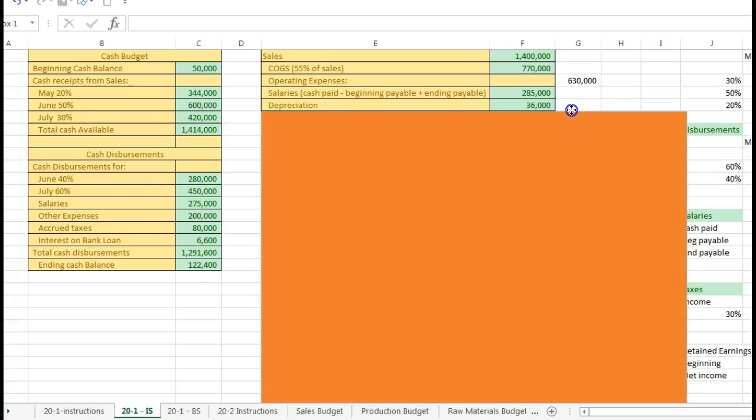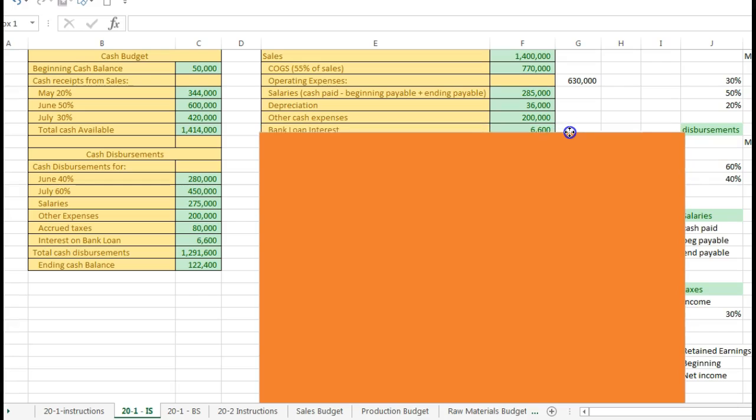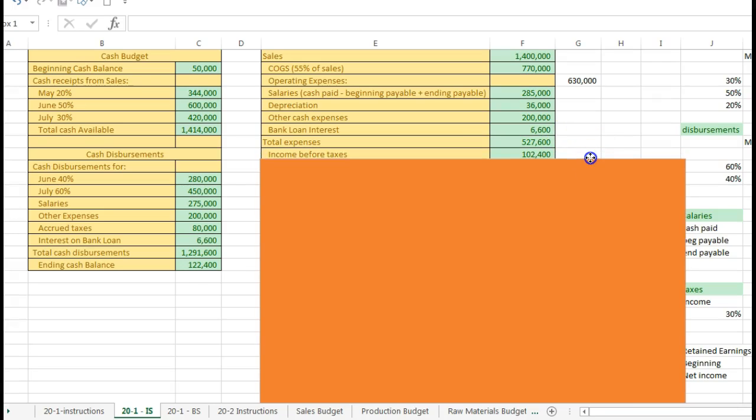So then we look at depreciation, and that's a given for us. They tell us $36,000. Other cash expenses they gave us at $200,000. And then the bank loan interest, that's an expense, right? That's $6,600. So we have total expenses aside from the cost of goods sold of $527,000. Is that right? Yeah.